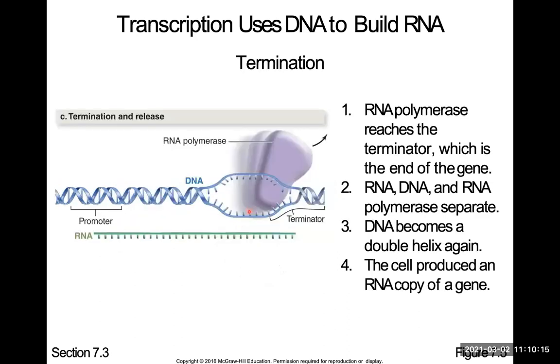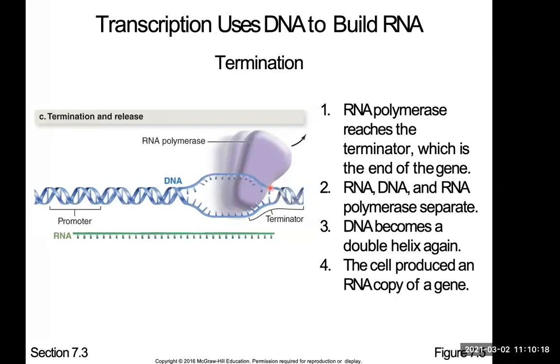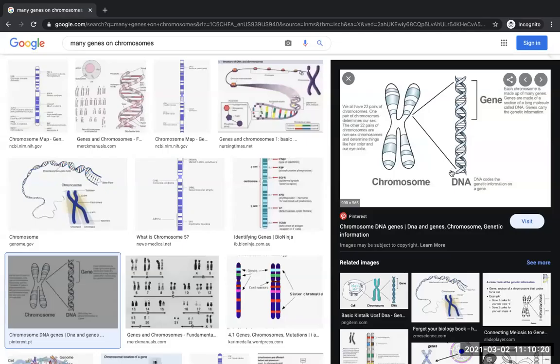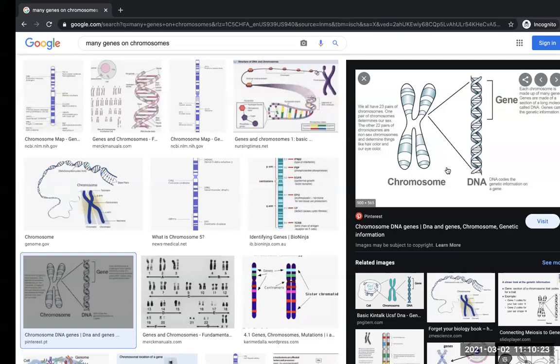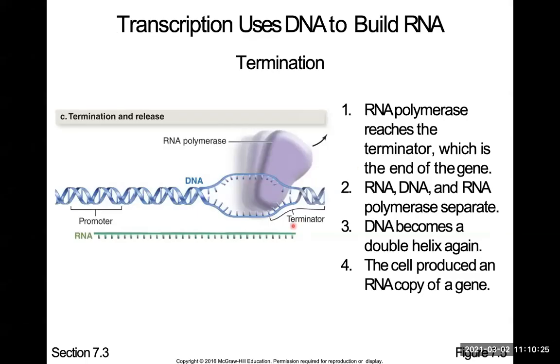So let's look at termination. Now we have reached the end of the gene. So maybe we started here and we reached the end of the gene. That's termination. So once it reaches the end, it's going to let go. RNA polymerase separates, DNA strand separates, and RNA strand separates. DNA strand becomes double helix again. The weak bonds, they're going to start attaching again here. And now you have the copy of the information from DNA and you have an RNA strand here.